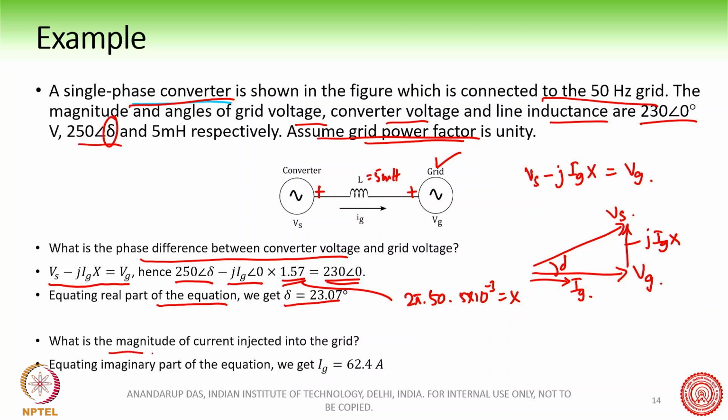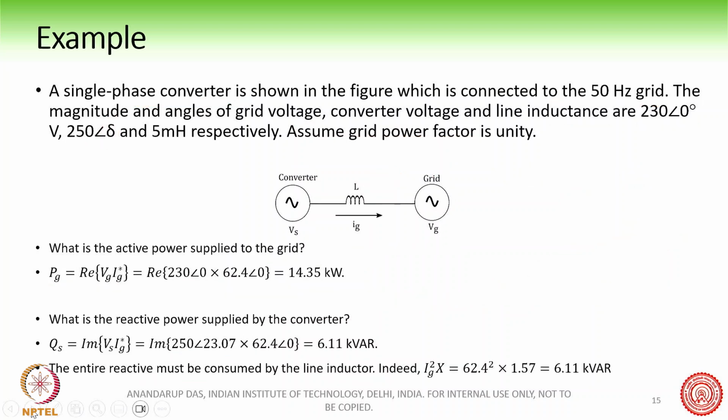Second part of the question, what is the magnitude of the current injected? Of course, we can again equate the imaginary part of the previous equation, and we just get Ig equal to 62.4 ampere. Now the third part of the question, what is the active power supplied to the grid?